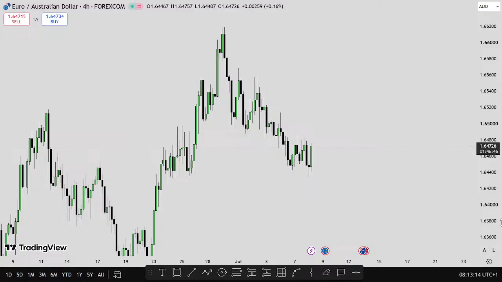So for Euro AUD, I expect it to go higher. That's just what I expect. It doesn't make it right, or what is going to eventually happen. All right. So I have my eyes peeled for it. I'm waiting for what's going to eventually happen.